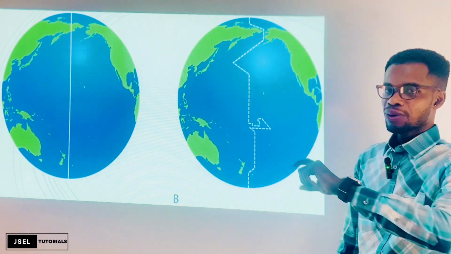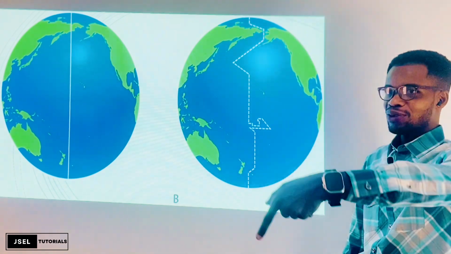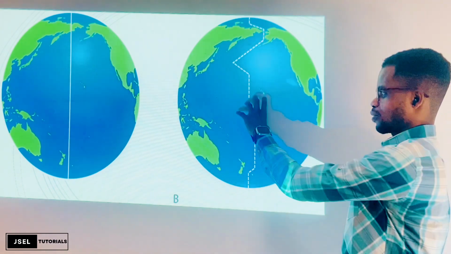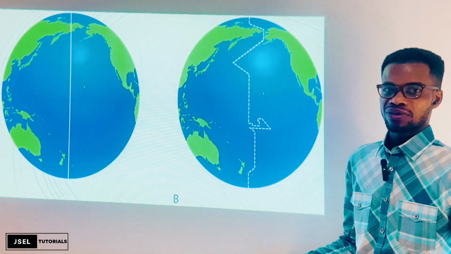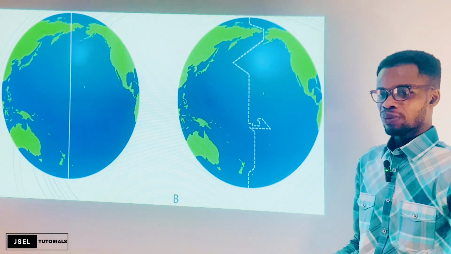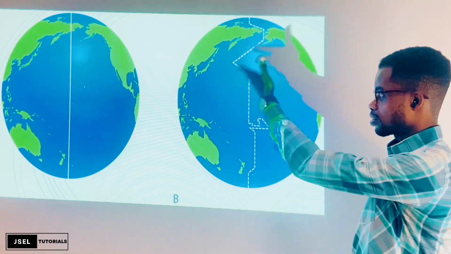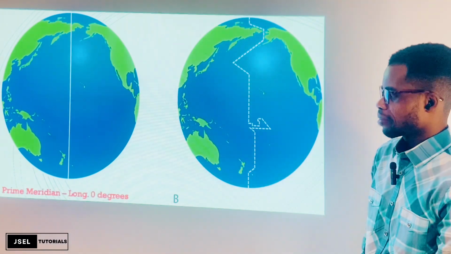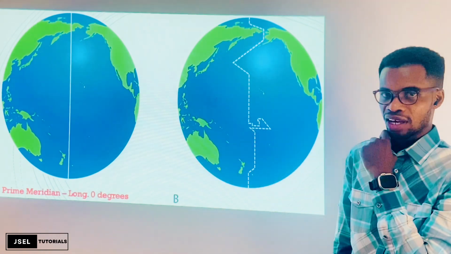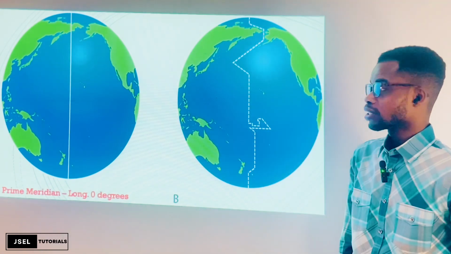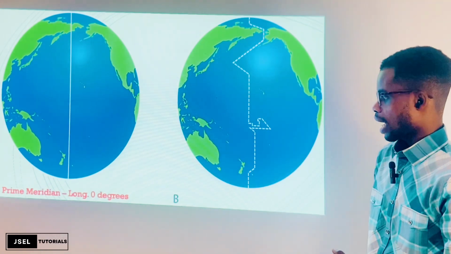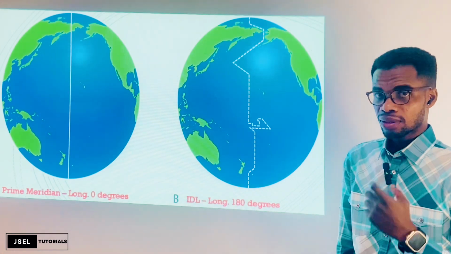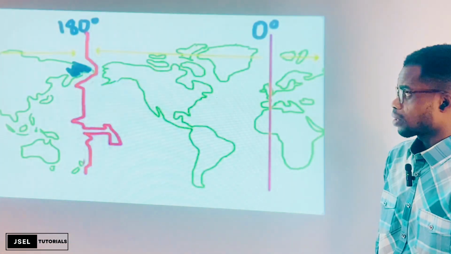When you turn the globe the other way, the line on the opposite side from the north to the south pole is this one. So you see directly opposite. So when you have the physical globe and you spin it, you see the IDL on the other side. So this one is showing the prime meridian, which is longitude 0 degrees. And this is showing the international dateline, or the IDL, which is longitude 180 degrees. So that is how it appears.